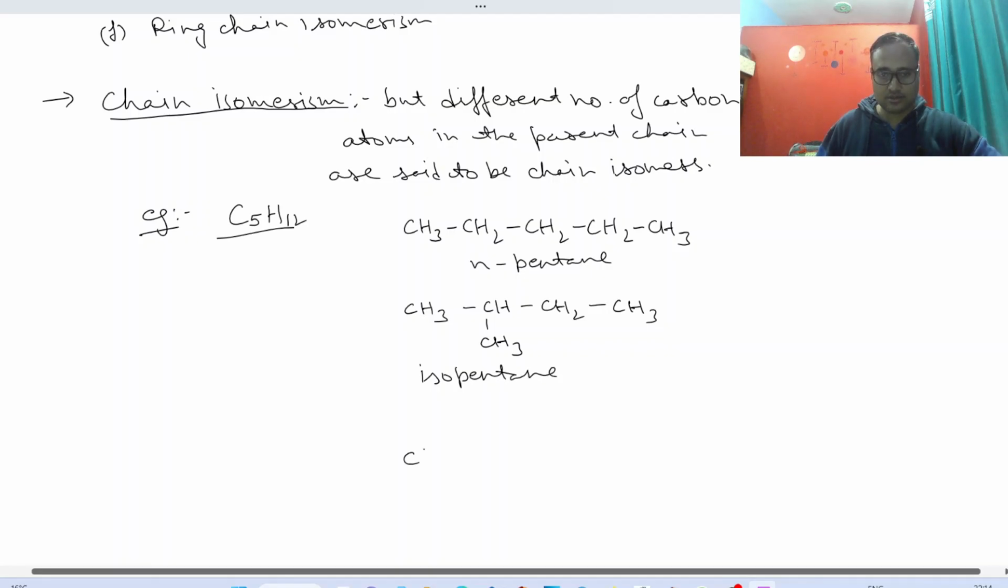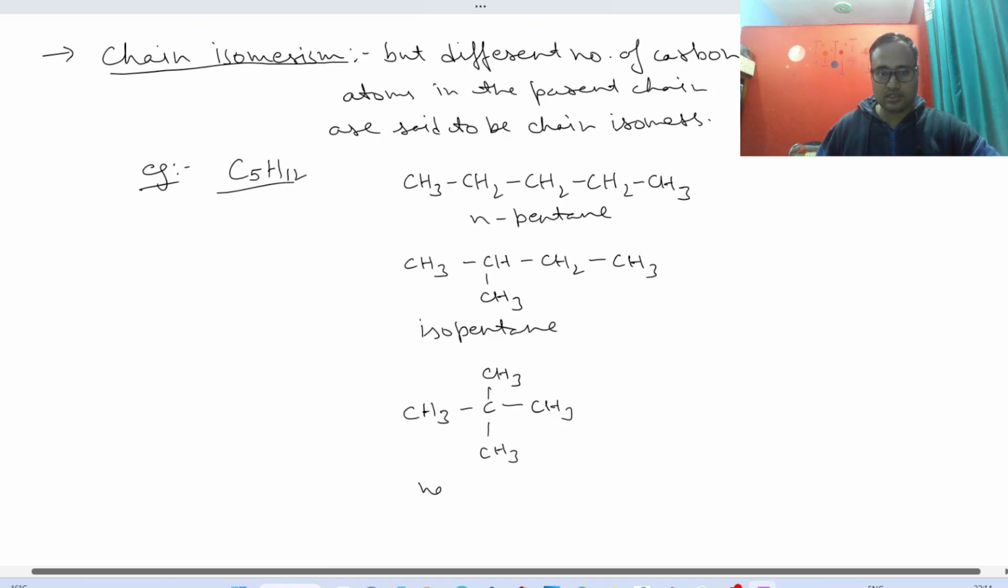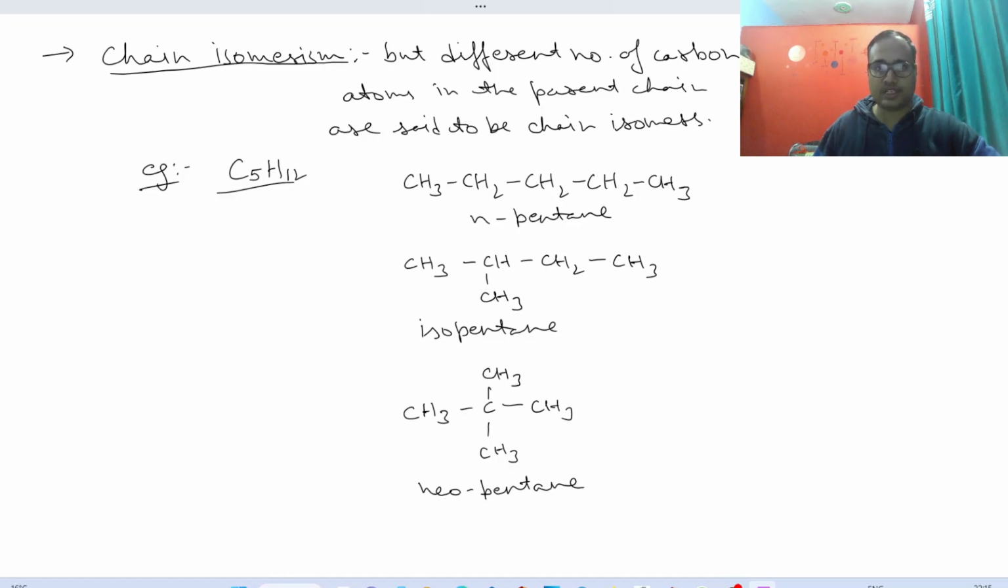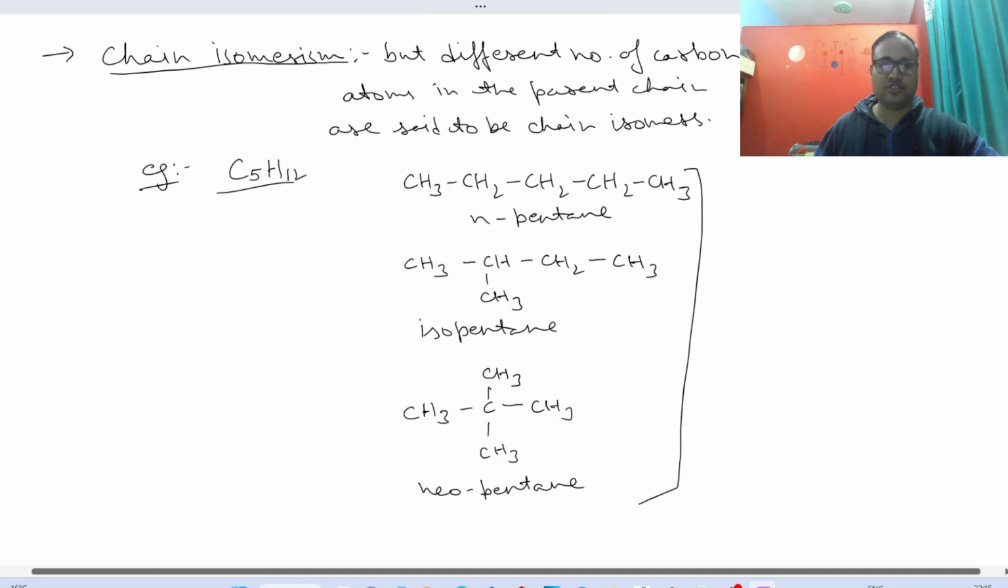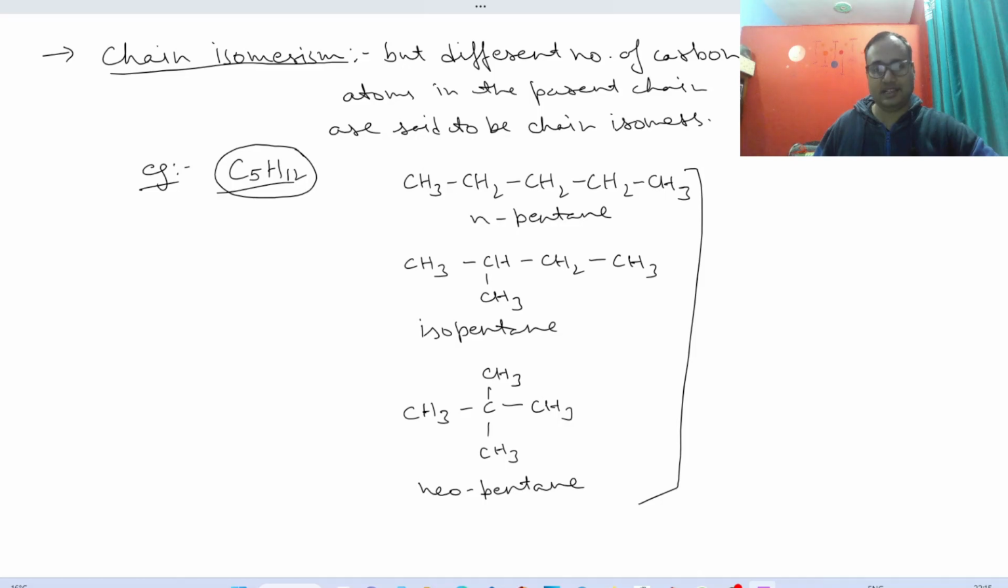And the third isomer or the third chain isomer which we can draw for this molecule is CH3, CH3, over here CH3, and we can write down its name as neopentane. So over here I've used the common names, and we can even write down the IUPAC names of these compounds. Like simply we can write pentane, 2-methylbutane, 2,2-dimethylpropane. Okay, and these all are the chain isomers of this compound C5H12, which we normally call as pentane.